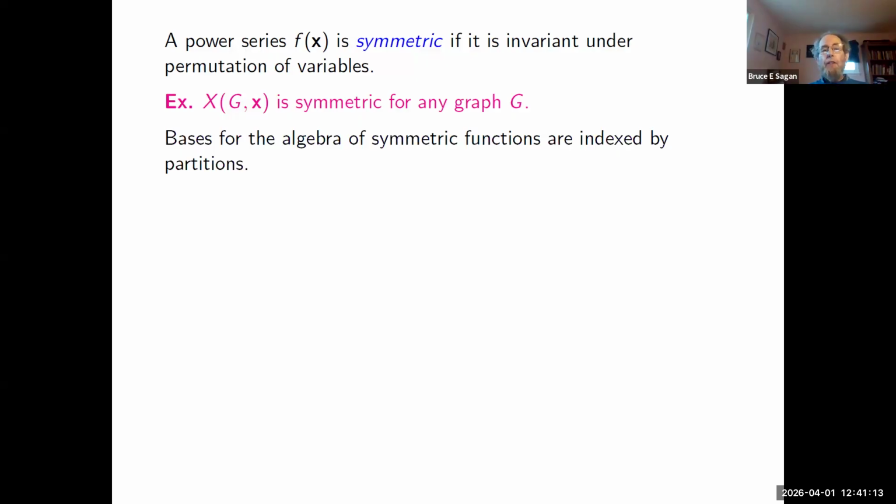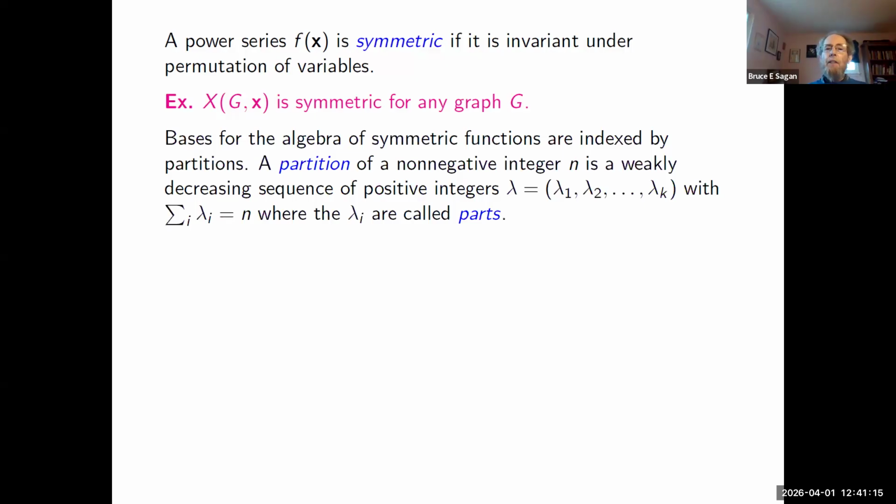Bases for the algebra of symmetric functions are indexed by partitions. A partition of an integer n is just a sequence of numbers, lambda 1 through lambda k, that sum to n. And we don't care what order we put these in. 2 plus 3 is considered the same as 3 plus 2, so we put them in a canonical weakly decreasing order. And then these summands are called parts. So here's a partition of 10, right? 4 plus 3 plus 3 equals 10, and I've put it in weakly decreasing order.